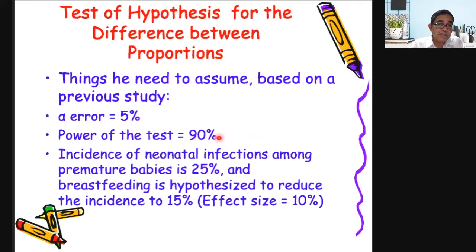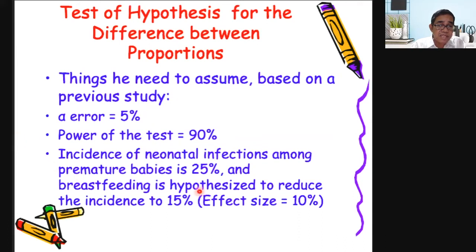Okay, now these are the things that he needs. The alpha error, again, dictated upon by the researcher, that's 5%. Power of the test is 90%. And the incidence of neonatal infections among premature babies is 25%. This is taken from previous studies.